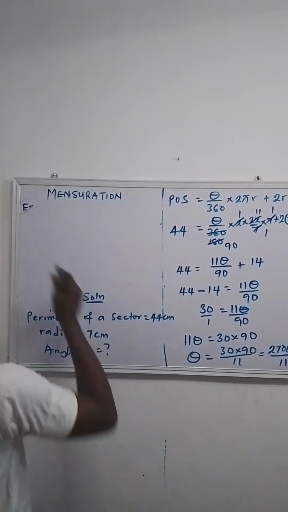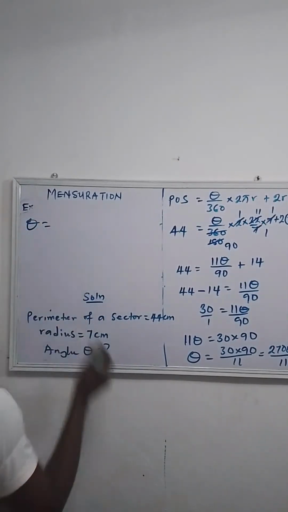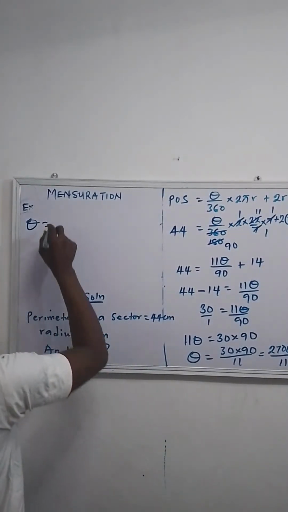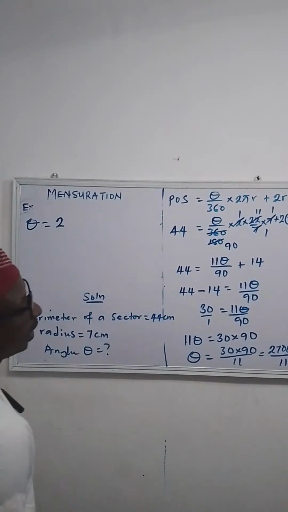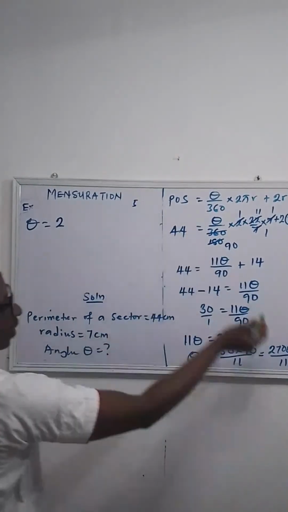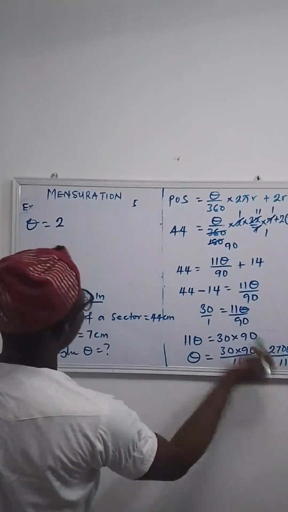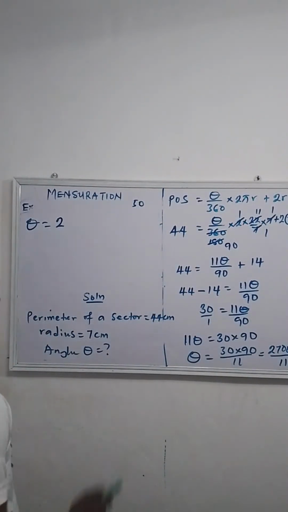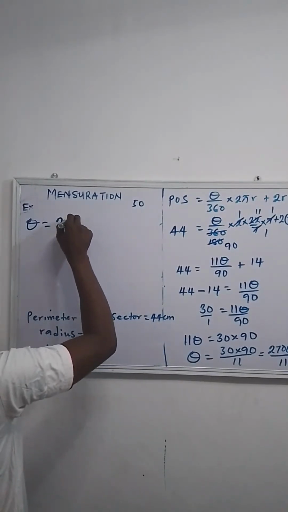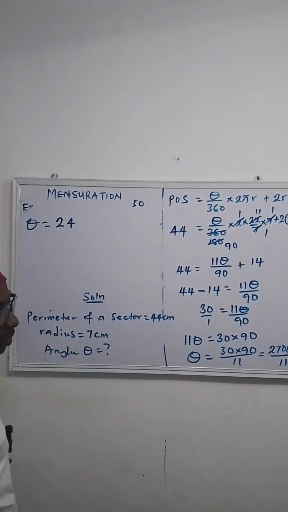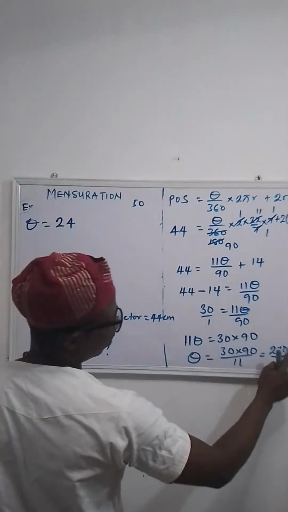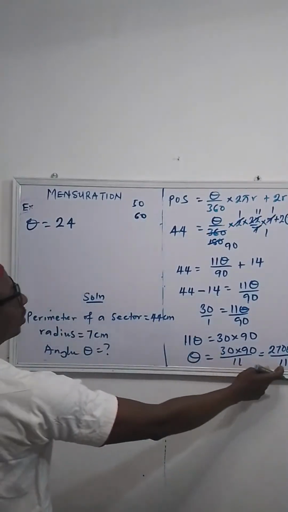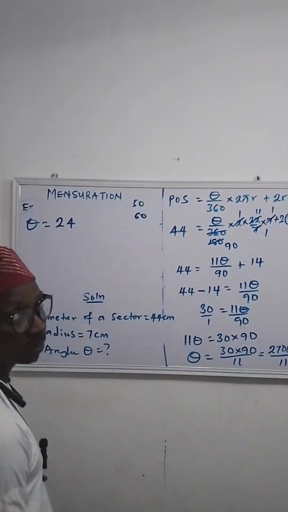So now we have theta to be equal to, now 11 goes in 27, that is 2, okay? So we are left with 5. So we put that 5 at the back of the next digit, which is 0. So now 11 goes in 50, that is 4. Okay, so it remains 6. We put that 6 at the back of this 0, so we have 60. Now 11 goes in 60. What do you have? You have 5.